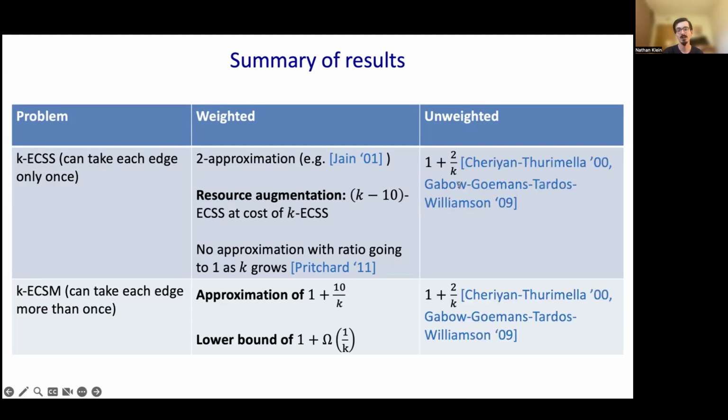I also want to mention the unweighted case, which actually behaves quite differently for k-ECSS. In fact, for k-ECSS, here there is an approximation algorithm with ratio going to 1 as k grows, but we know this is impossible for the weighted case. So these problems have a clear separation. On the other hand, we now know that weighted and unweighted k-ECSM are actually quite similar.